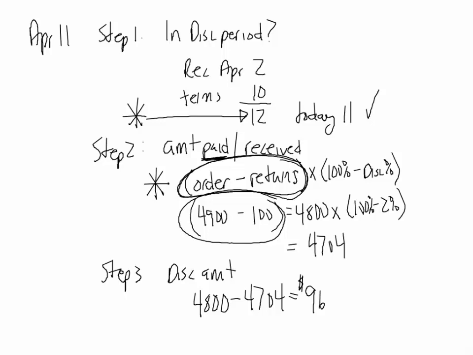All right, so on April 11th, what has happened? Well, what did we get? We actually got back our IOU. So this is a debit to accounts payable because we got the return of our IOU. What's the total amount of our IOU? You should be able to see that on the T accounts also. It's 4,800. So what did we give away? Well, we gave away cash, and we gave it away for 4,704.